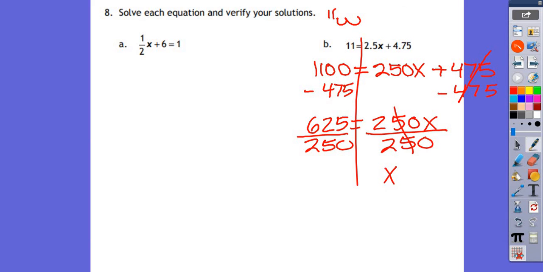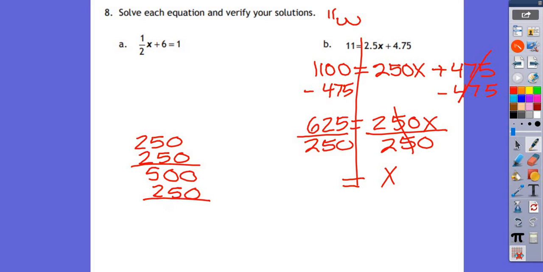Cancel. I'm left with x equals, it's a fraction. It's gonna be a fraction because it's gonna be 2 and something. 2 sets of 250 is 500. Another 250 is 750. I went over. So I need 2 point something. 2.5. 625 divided by 250 is 2.5. And there's my answer without having to deal so much with the decimals.